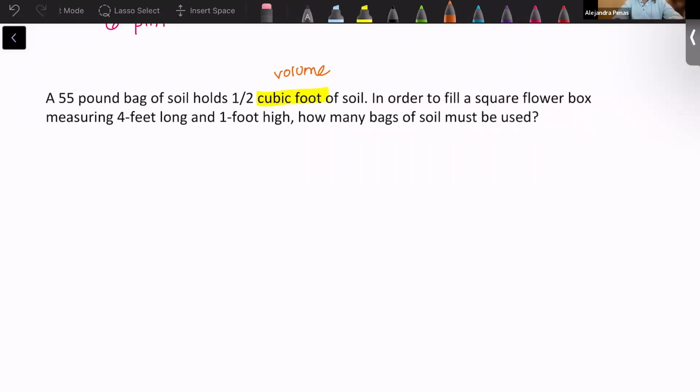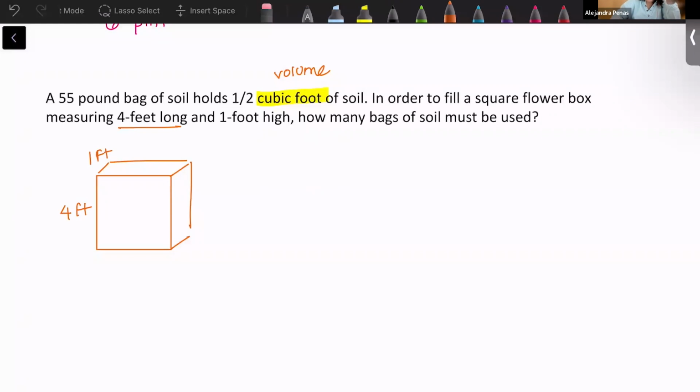So what do they mention in this problem? They mention that you're going to fill in a square flower box. So it's a square, meaning all 4 sides measure the same. And obviously it's a box, so it has a little bit of depth to it. So here's your box. Now, they tell you that this flower box measures 4 feet long, so 4 feet, and 1 foot high, so the depth of it is 1 foot.